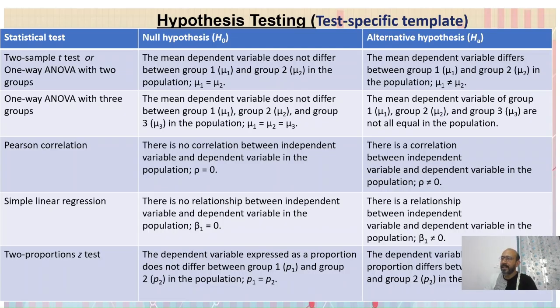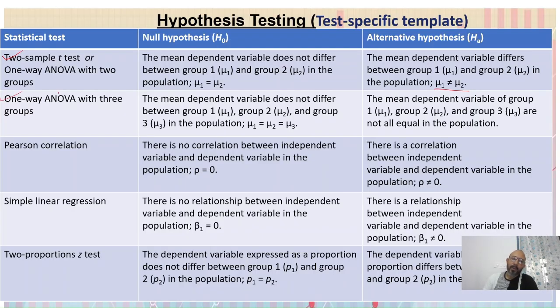The table provides template sentences for common statistical tests, like the two sample t-test or one way ANOVA with groups. Null hypothesis: the main dependent variable does not differ between group 1 and group 2 in the population. So mu1 equal to mu2. Alternative hypothesis: mu1 not equal to mu2.